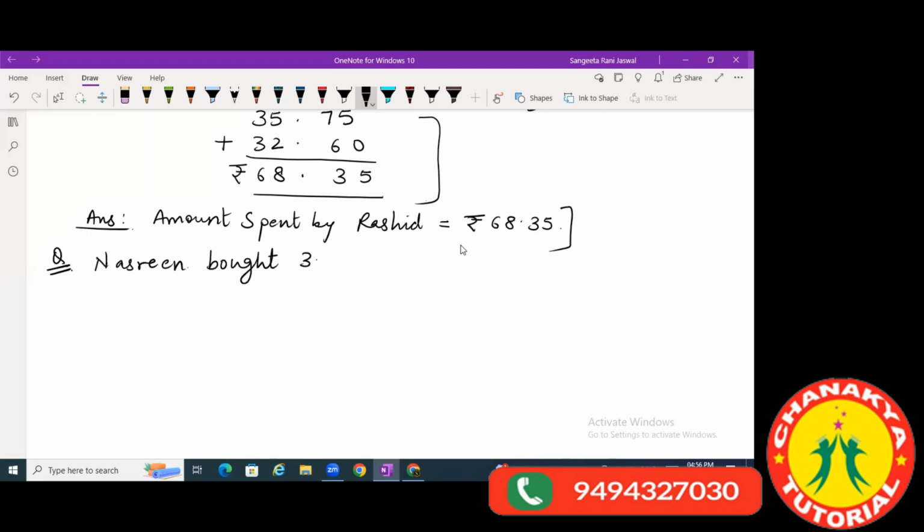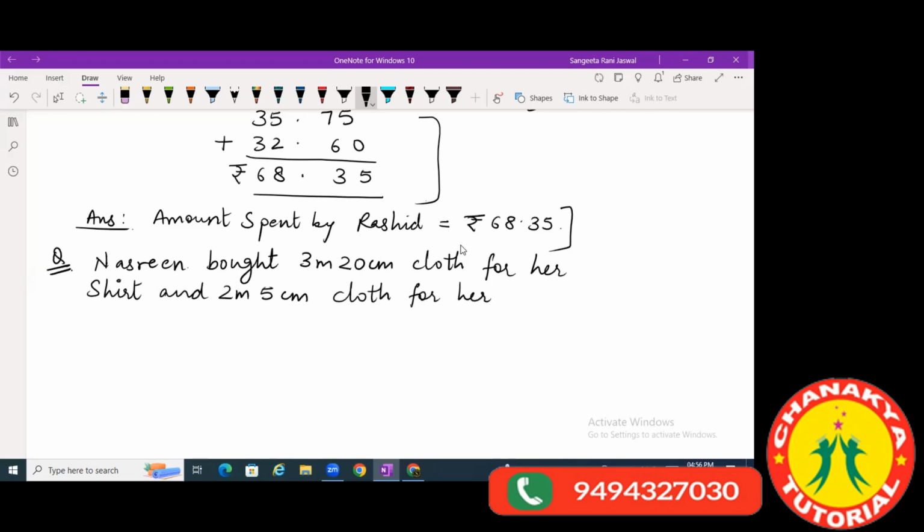Nasreen bought 3 meter 20 centimeter cloth for her shirt and 2 meter 5 centimeter cloth for her trousers. Find the total length.